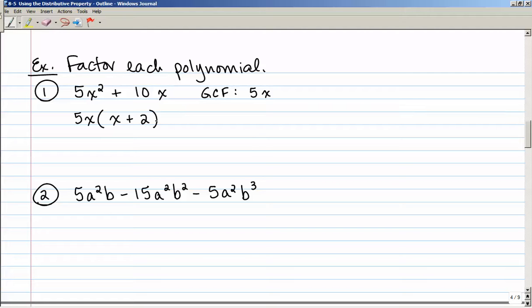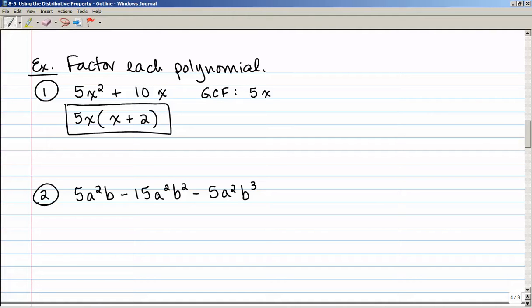Another way to think of this is, what do I have to multiply 5x times to get 5x squared? And what do I have to multiply 5x times to get 10x? So my final answer is 5x times the quantity x plus 2. And remember, you can check this by distributing. 5x times x gives me 5x squared. 5x times 2 gives me 10x. Let's take a look at example number 2 here.